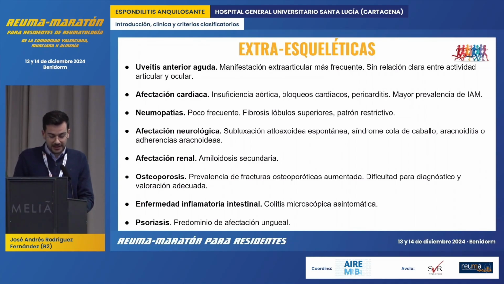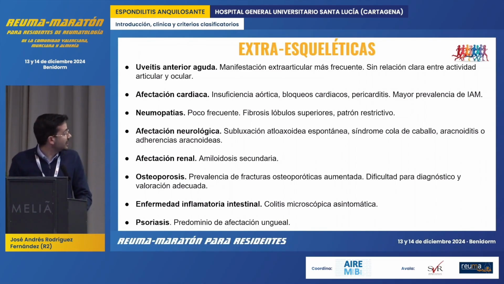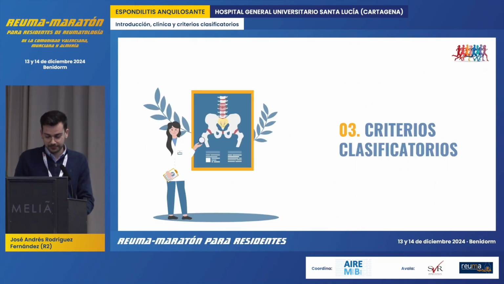Around 40–60% may present with inflammatory bowel disease, which is mainly detected through biopsy in the form of microscopic colitis. Symptomatic cases where the disease fully develops with clinical signs such as diarrhea and pathological findings are reduced to about 5–10%. We can also find psoriasis predominantly affecting the nails in around 5–10% of patients.